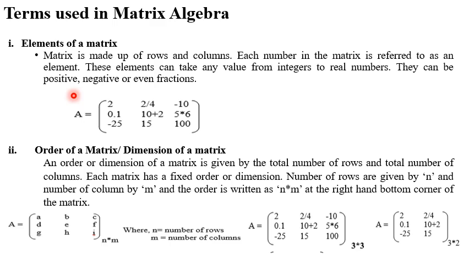Order of a matrix or dimension of a matrix. The order or dimension of a matrix is given by the total number of rows and total number of columns. Each matrix has a fixed order or dimension. The number of rows is given by n and the number of columns by the letter m. An order is written as n by m at the right hand bottom corner of the matrix.